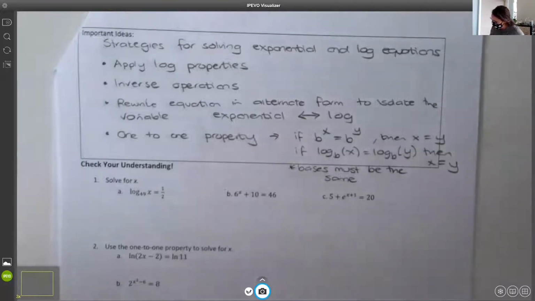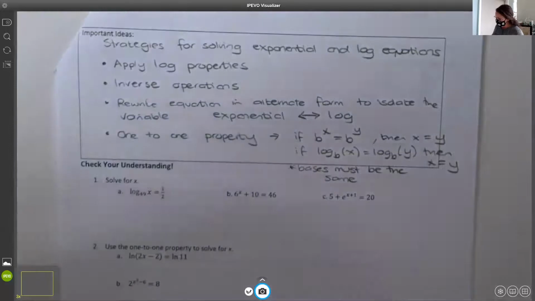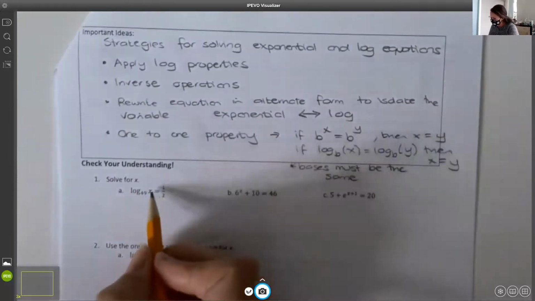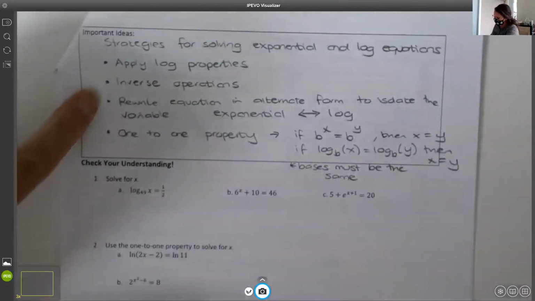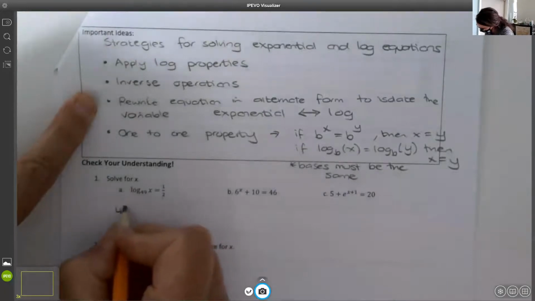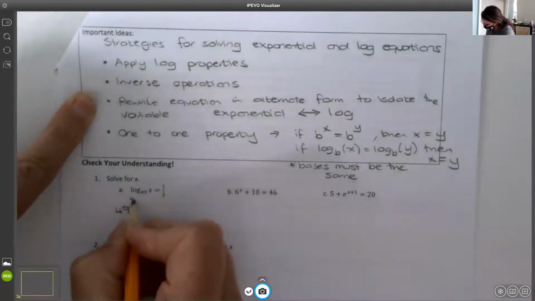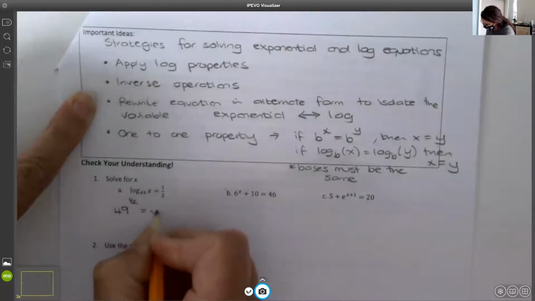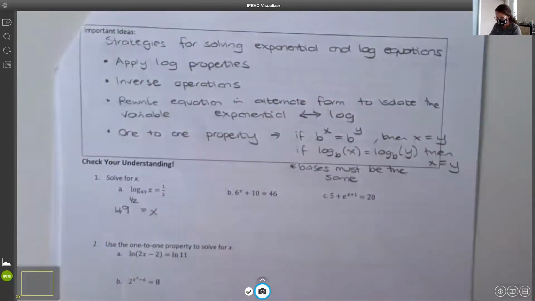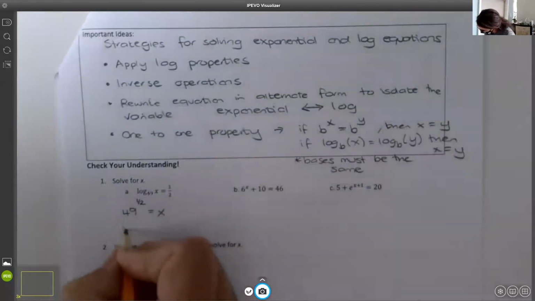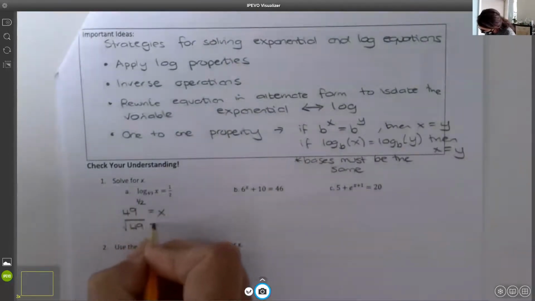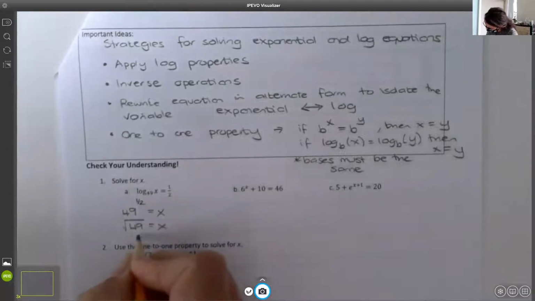So the first one, we have log base 49 of x is equal to 1/2. This one, we're given a log equation. What we're trying to find is kind of buried inside the log. And so we're going to use this strategy here to rewrite it as an exponential. So our base is 49. We're going to move the 1/2 into the exponent. That's equal to x. And remember, an exponent of 1/2 is just a square root. And the square root of 49 is 7.